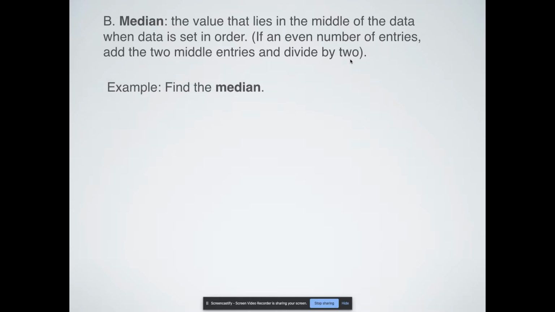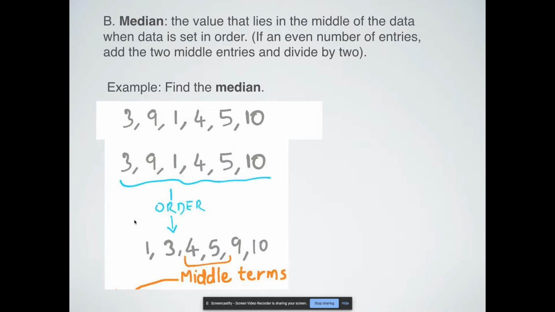So here we go, find the median of those numbers. The first thing I would do is write them from lowest to greatest. So I would probably want to order them like this: 1, 3, 4, 5, 9, and 10. And then I would find the middle entry. Because we have 6 entries, there is no middle entry. So I have 2 middle terms. I have a 4 and I have a 5. So what do I do? Like it says, if there's an even number, I add these two numbers together and I divide by 2. So 5 plus 4, we know that's 9, divided by 2 is 4.5, and that would be my median for this data set.